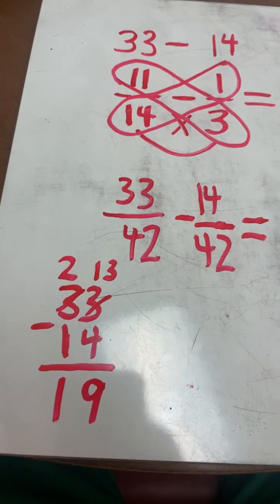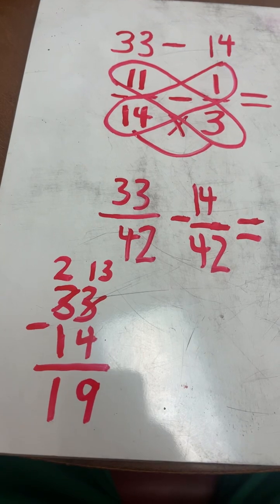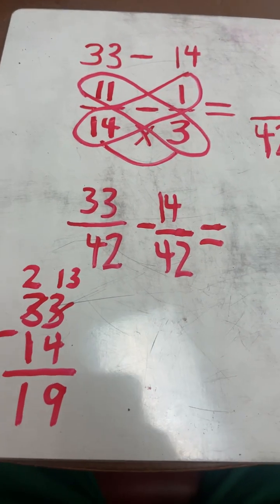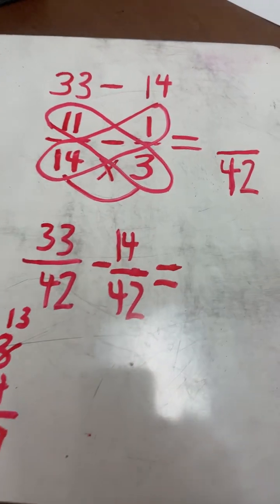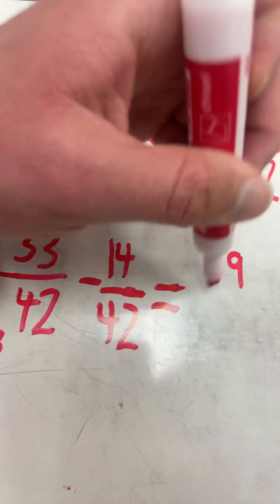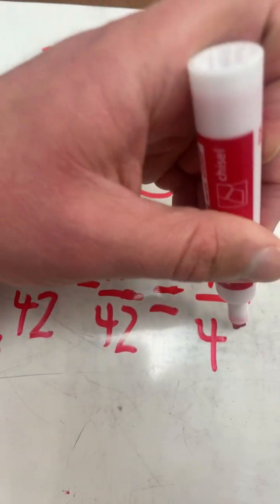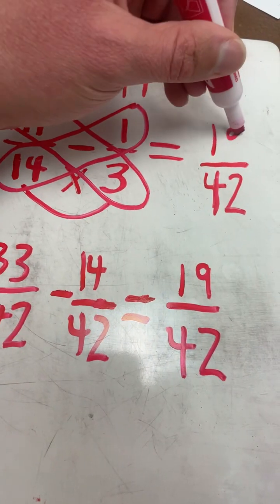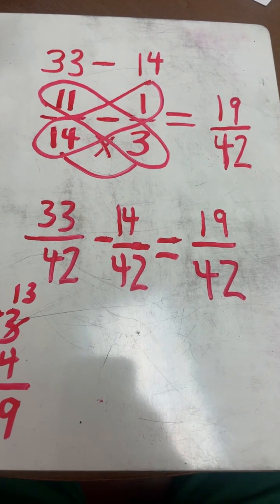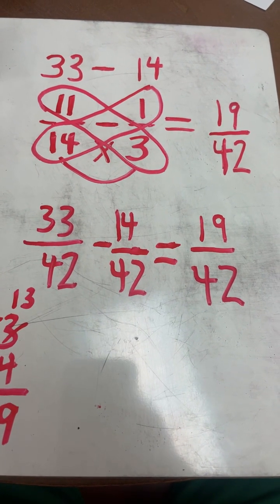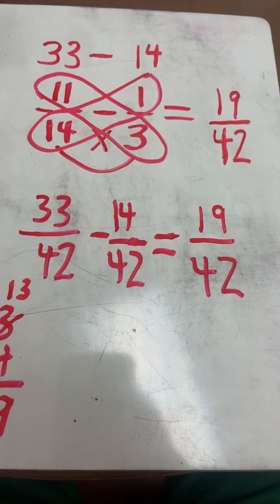As you can see, the previous skills, the foundational skills in math, show up as we get into more advanced mathematic problems. So, our numerator is 19. Our denominator is 42. And we have our final answer. 11/14 minus 1/3 equals 19/42.